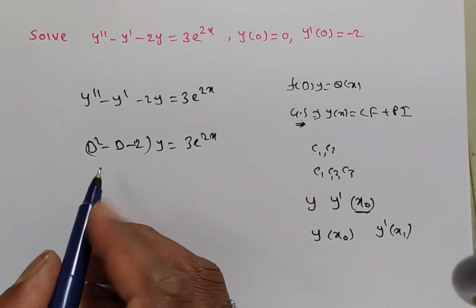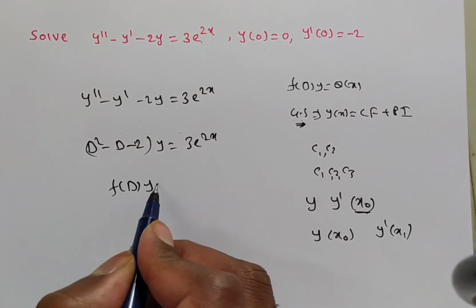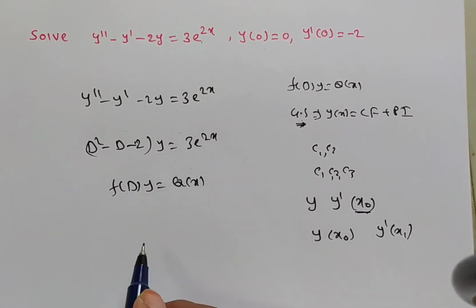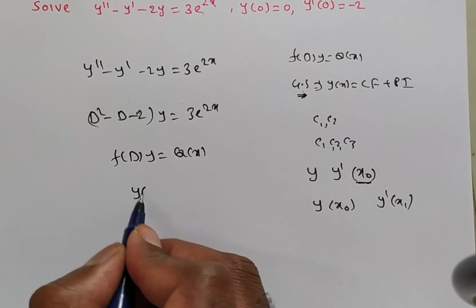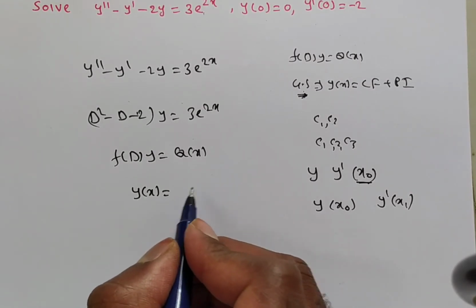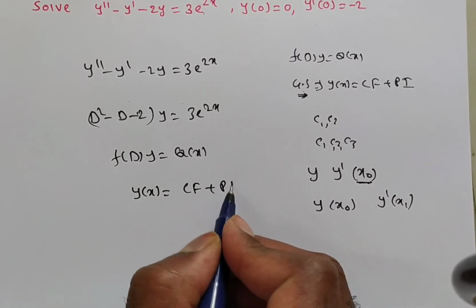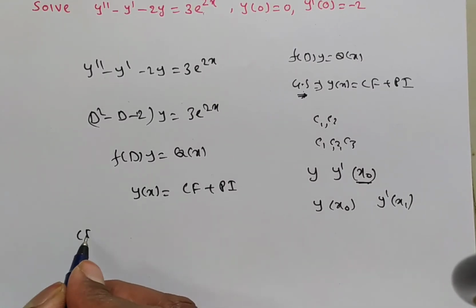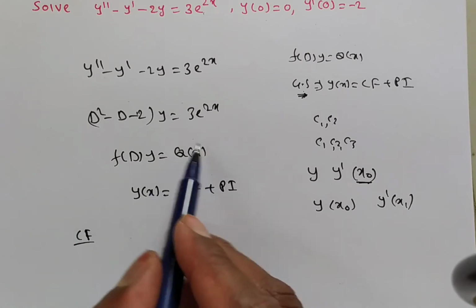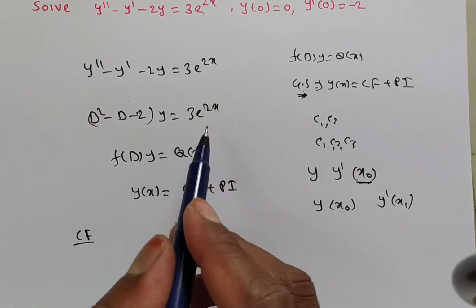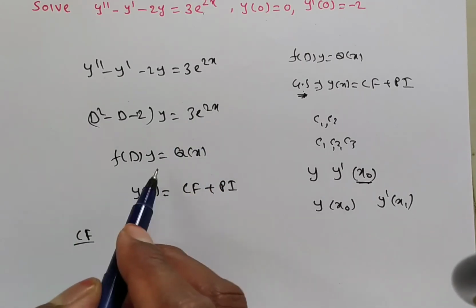Now you see this one is in the form of f of D into y is equal to Q of x. So in this case the general solution is y of x is equal to complementary function plus particular integral. So how to find the complementary function? To find the complementary function we have to treat this Q of x as 0. Then we will have f of D into y equal to 0.